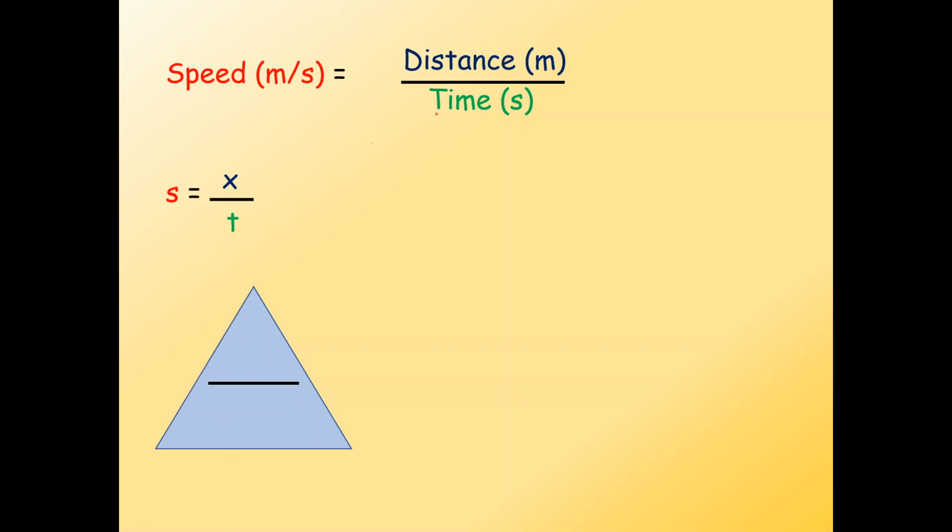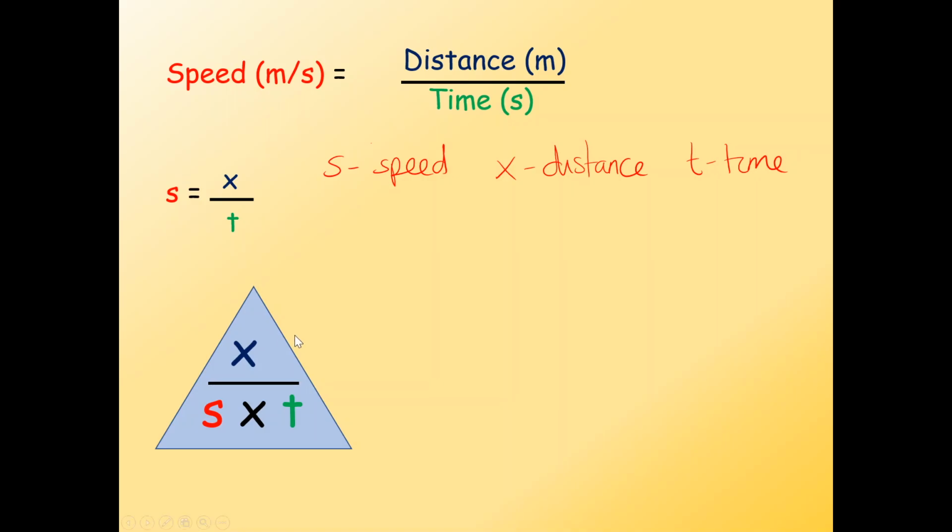S stands for speed, X stands for distance, and T stands for time. You can also take this equation and place it into a formula triangle here, and that then allows you to rearrange the equation to be able to work out each of the factors.